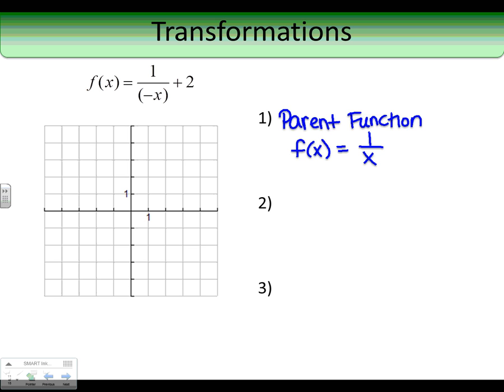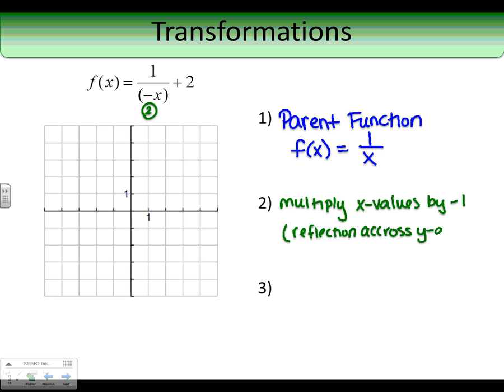Okay, then we have our transformation. Our first transformation right here, I'll put a number 2 so it goes with it. So we have the parent function. First transformation is that negative with the x. So that's on the inside of the function, not on the outside. So that affects our x values. So we're going to multiply the x values by negative 1, which is a reflection across the y-axis.